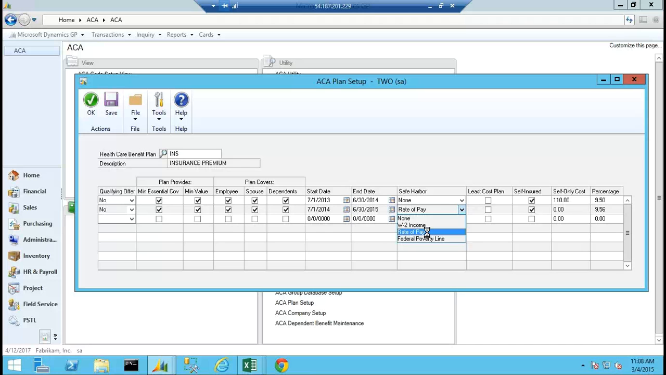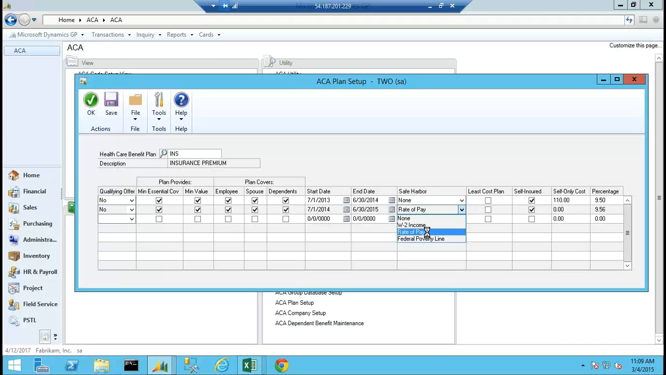That's why the rate of pay is the best one, because you can figure that out. Say it's $10 an hour. It's times 130 times 9.56%. That's the maximum you can charge an employee for their coverage. What you elect to charge is totally different, but that's the maximum you can charge to avoid a penalty. Because remember, in my slide, there are two penalties here, and you'll see them.